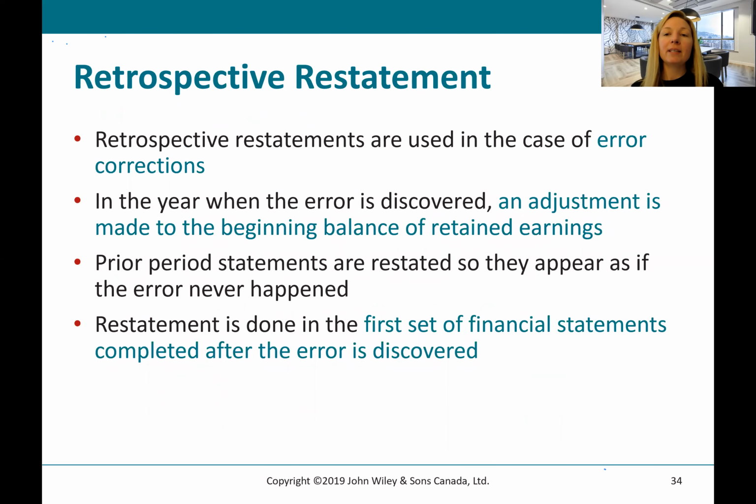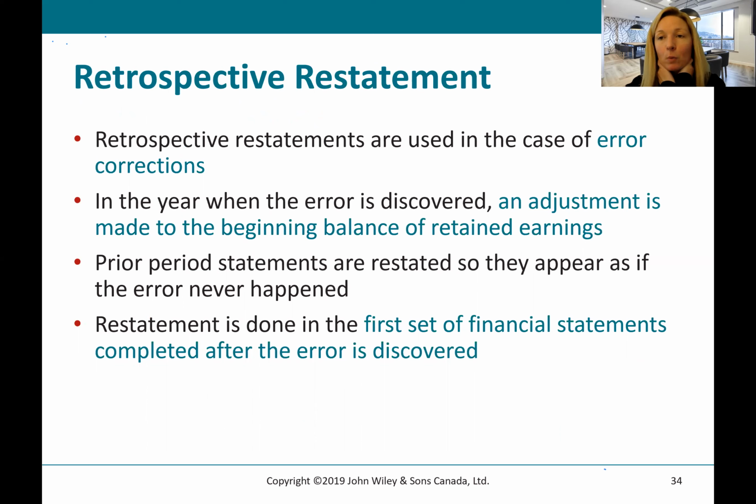Retrospective restatement is also used in the case of an error correction. In the year in which the error is discovered, an adjustment is made to the beginning balance of retained earnings. Prior period statements are restated so they appear as if it hadn't happened, and restatement is done in the first set of financial statements completed after the error is discovered.